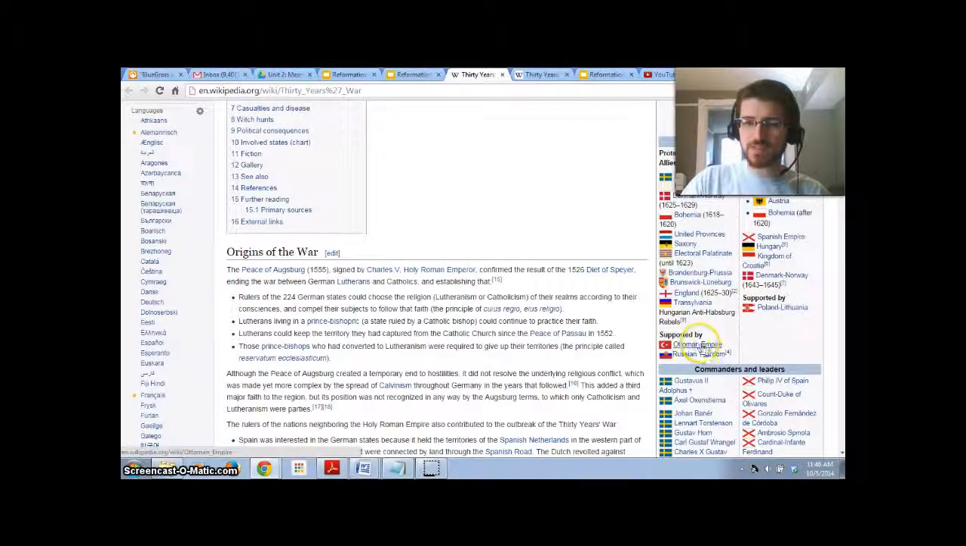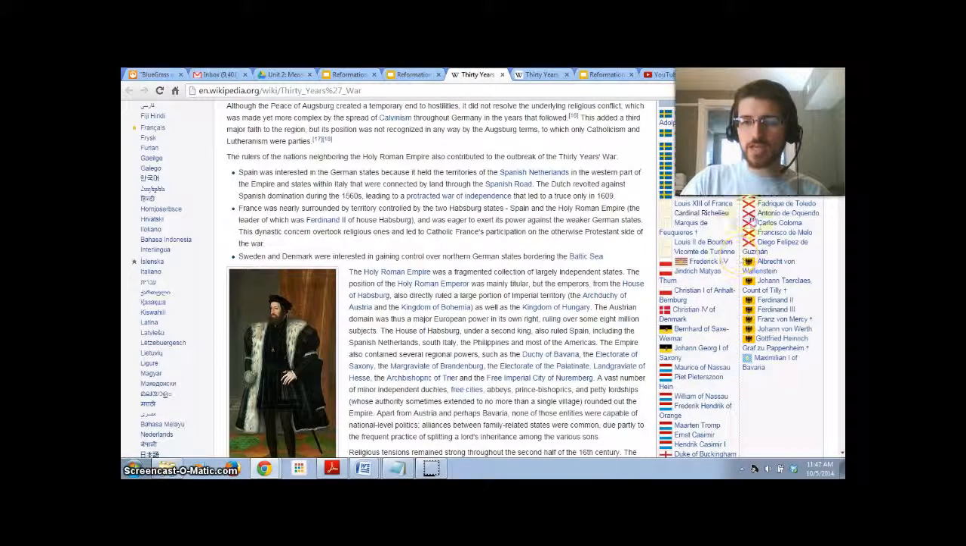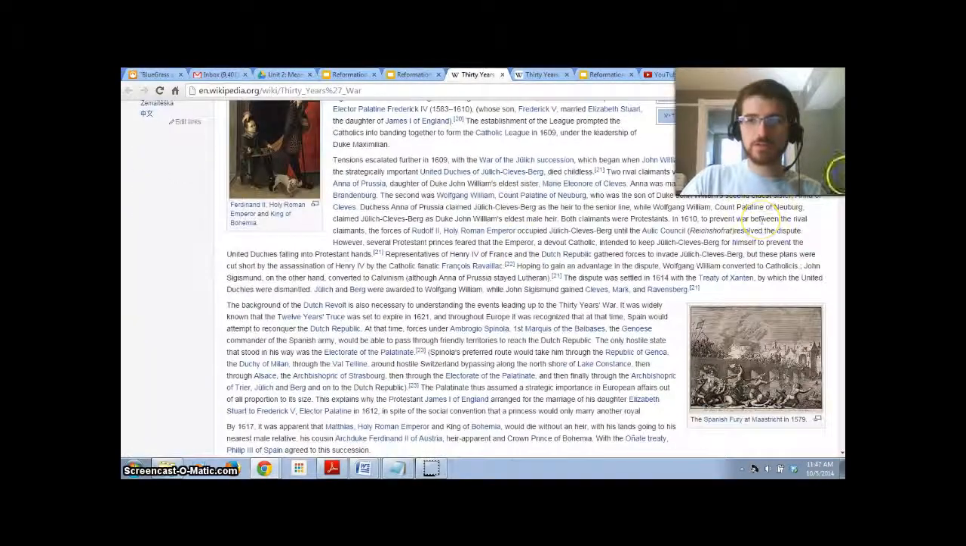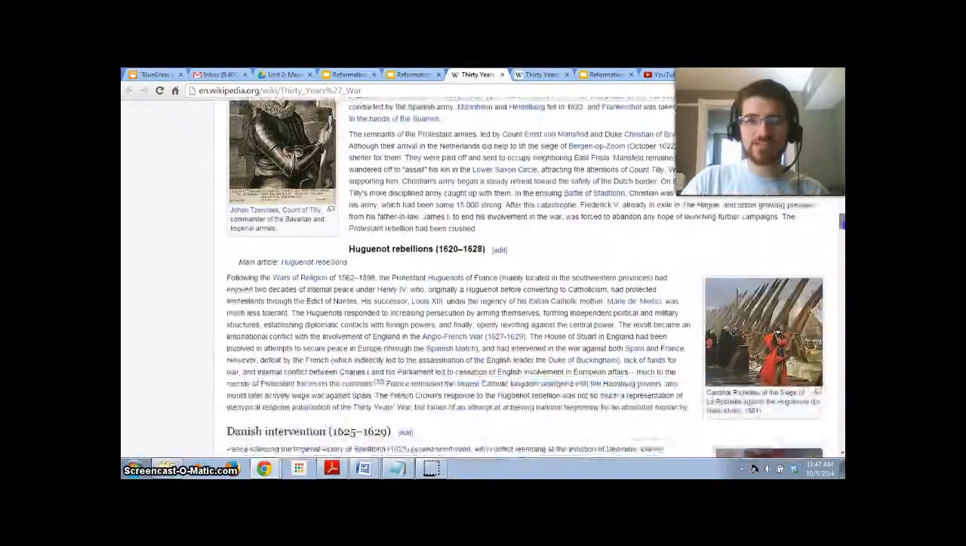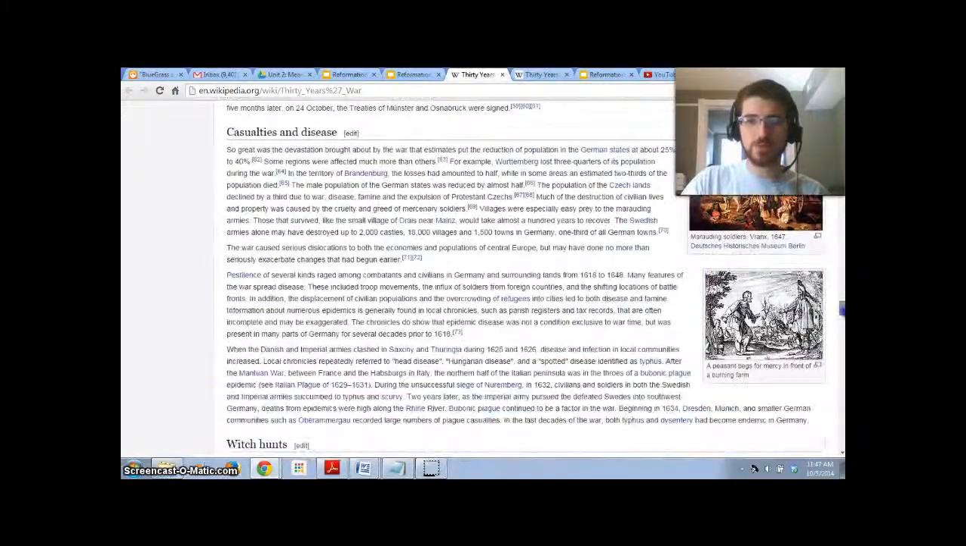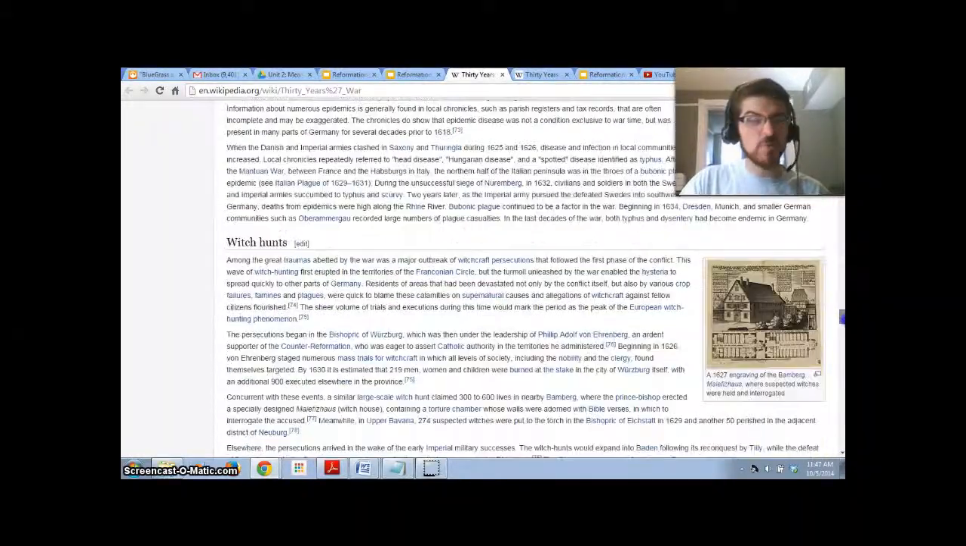This is on the Protestant side, also including the Ottoman Empire, who were Muslim, and the Russian Tsardom, who were Christian, but Orthodox Christians. And over here is all the Roman Catholic countries. Here's the long, long, long list of their commanders. And this long Wikipedia page is just scratching the surface of all the information you could learn about the 30 Years' War. And I don't even know about it that much myself.